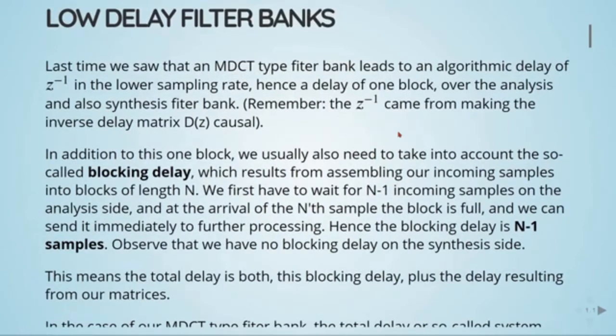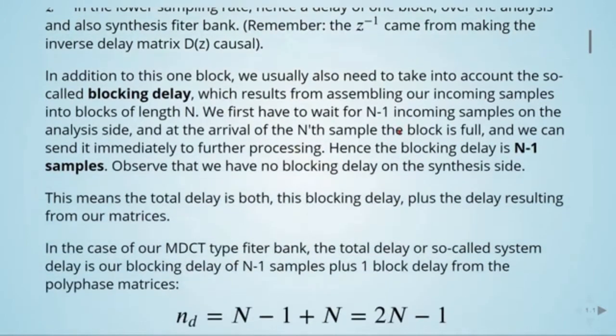In addition to this one block, we usually need to take into account the so-called blocking delay, which results from assembling our incoming samples into blocks of length N. We first have to wait for N-1 incoming samples on the analysis side, and at the arrival of the Nth sample, the block is full, and we can send it immediately to further processing. Hence, the blocking delay is N-1 samples. Observe that we have no blocking delay on the synthesis side.